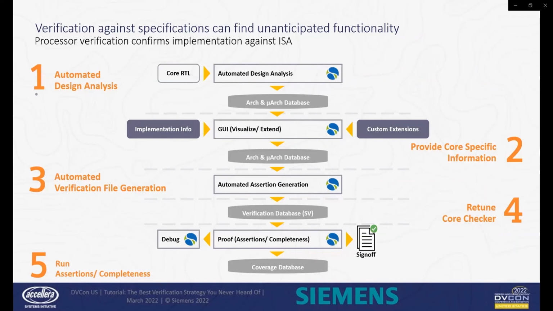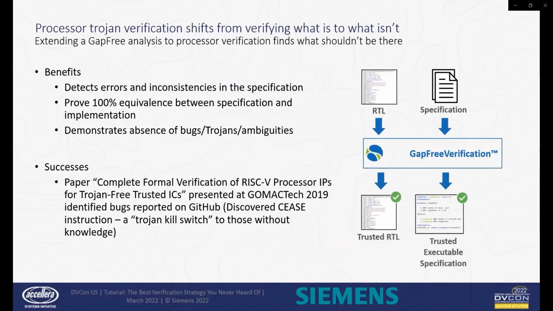This information is then used to generate the assertions automatically. The database of assertions is then run through the formal tool flow to get full proofs or failing assertions and debug cycles, and of course the integration with the coverage database.